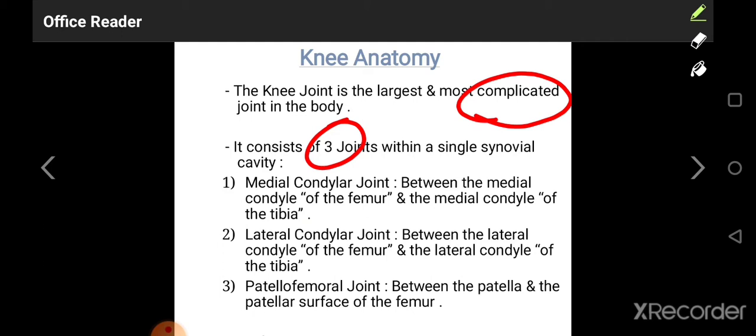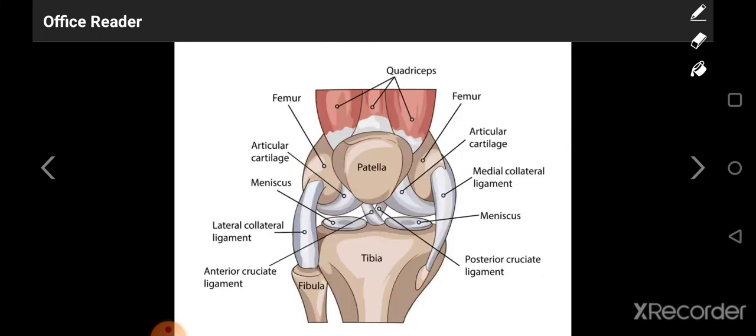That is the medial condylar joint, which is lying between the medial condyle of femur and the medial condyle of tibia. The lateral condylar joint, which is lying between the lateral condyle of femur and lateral condyle of tibia. And the patellofemoral joint, which is lying between patella and the patellar surface of femur.